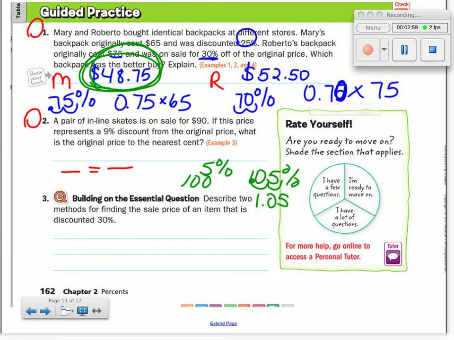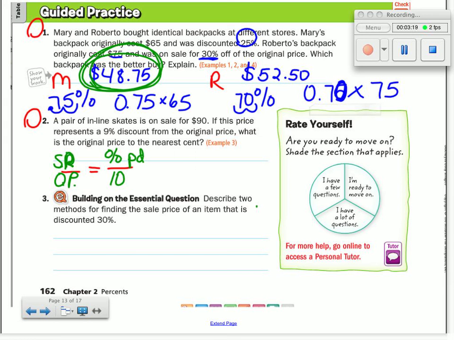The next problem, number 2, is set up a little differently because they're giving you the sale price. So my suggestion is to always put the sale price over the original price. Sorry for my abbreviations. And then the percent paid over 100. So for example, if we were to solve this one about the inline skates, they're on sale for $90. So line equals line. We're going to put our 100 here. The sale price is 90.